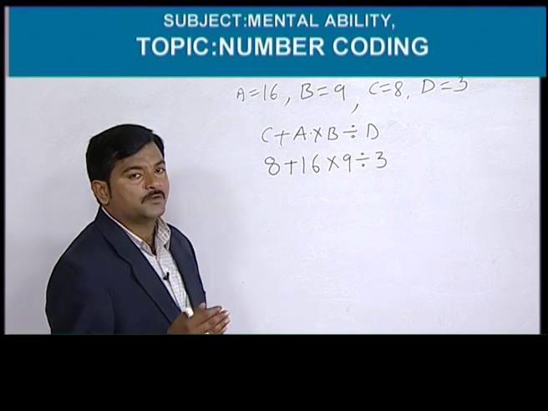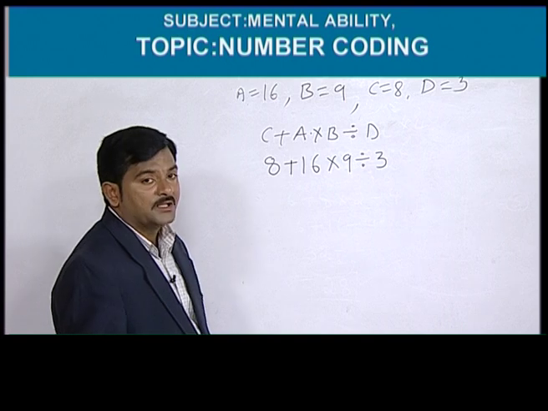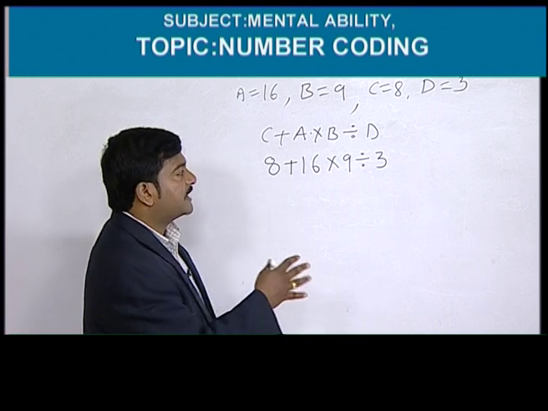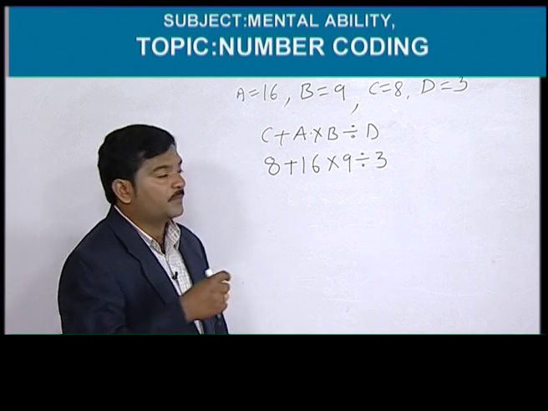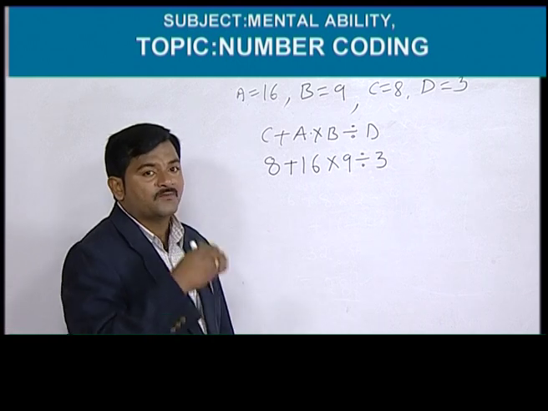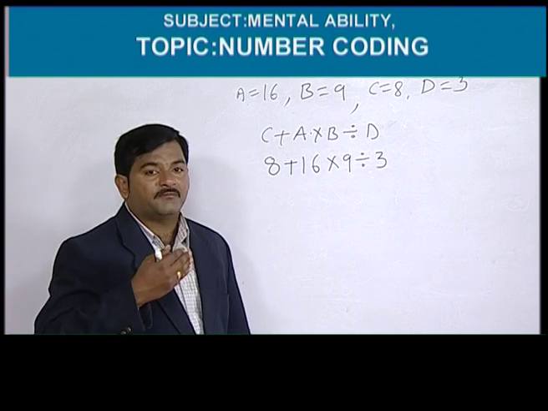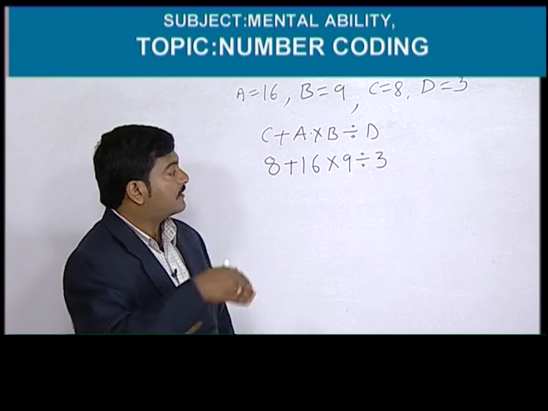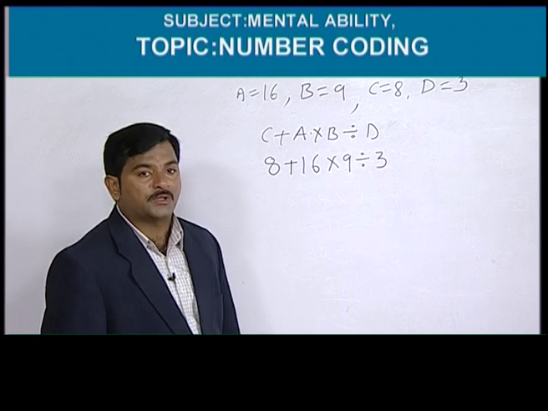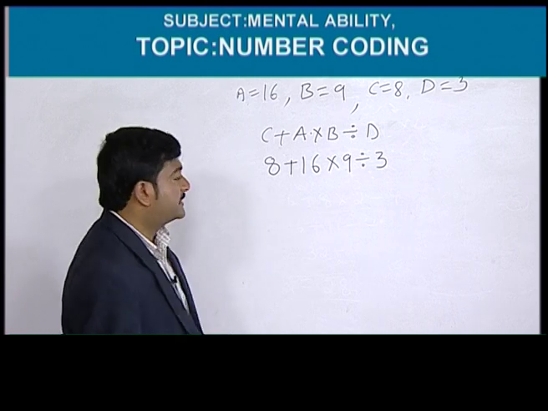According to BODMAS, there is no bracket, there is no of. First we have to do the division. See, the concept is the same for all these three questions, but the way of asking the question is different. I hope you are observing these three models: first model, second model, third model. The way of asking the question is different, but all these models are based on the BODMAS rule concept only. I hope you understood what I am saying.